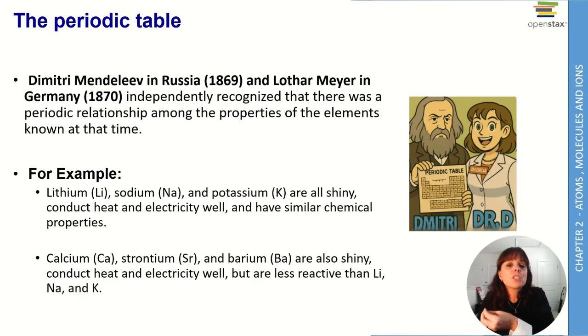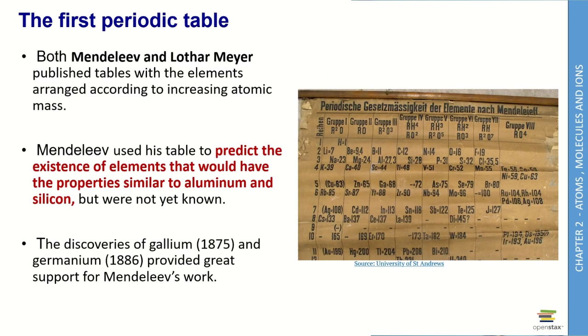Among the properties of the elements known at the time, for example, lithium over here, sodium, potassium are all shiny, conduct heat and electricity well, and have similar chemical properties. So, okay, we should put all those together, right? Calcium, strontium, barium are also shiny and conduct heat and electricity, but are less reactive than those over here. So this is how they started organizing. Both Mendeleev and Meyer published tables with the elements arranged according to increasing atomic mass at that time.